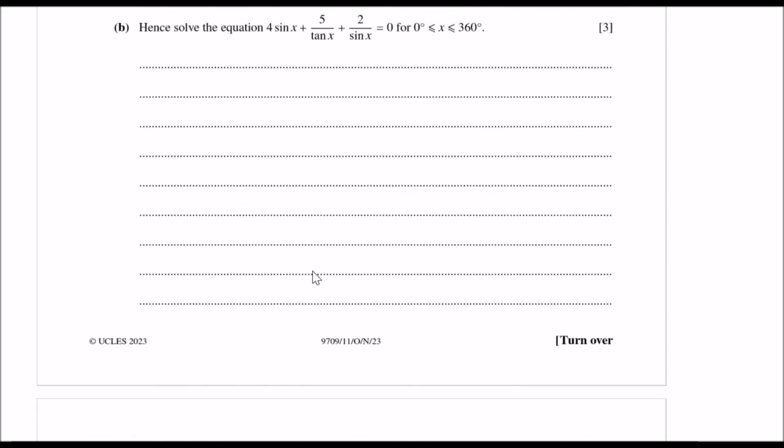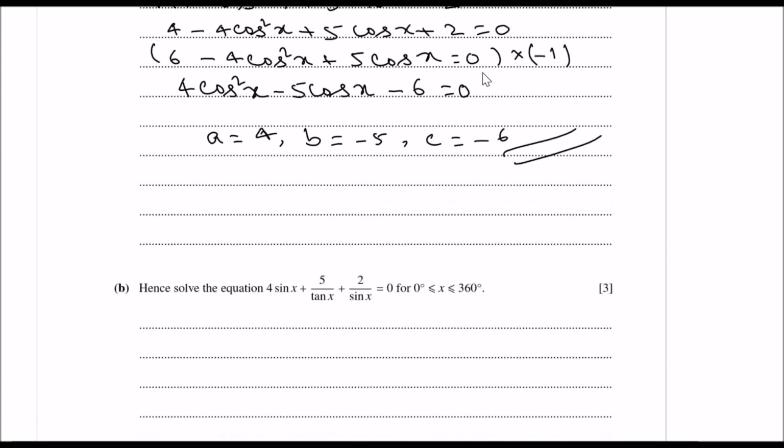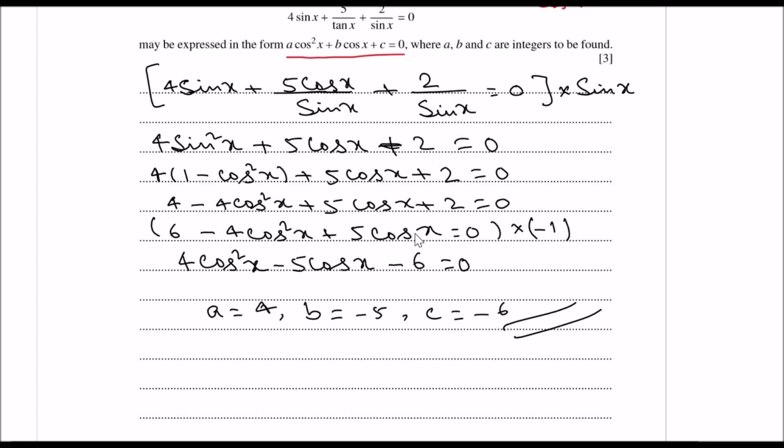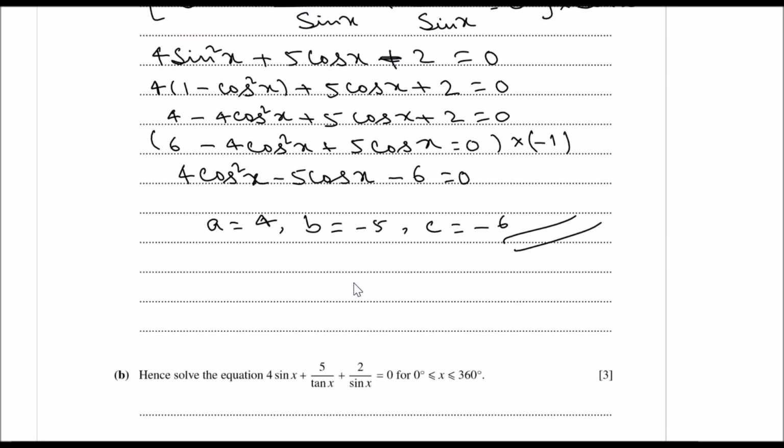Part B. So question number B here, it says hence solve the equation 4 sin x plus 5 by tan x plus 2 by sin x equal to 0, and x should be between 0 and 360. Look at this. We have already simplified this and we got a quadratic 4 cos square x minus 5 cos x minus 6 equal to 0. Okay. So this form now we will take there in part B and solve the equation.